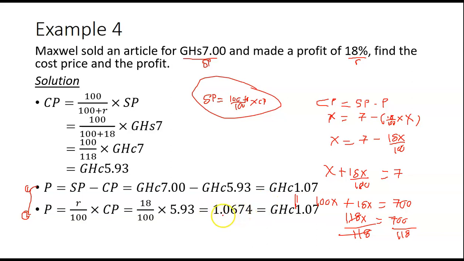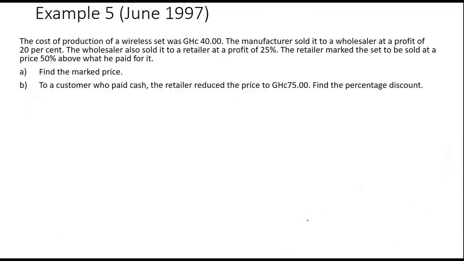2 decimal places means after the decimal point 1, 2, you check the number that follows the second decimal place. If that number is more than 4, you convert it to 1 and add it to the second decimal place. If it is not more than 4, you leave it as such. So because 7 is more than 4, we convert it to 1 and add it to this, so it becomes 1.07. I hope that's clear. So that is the end of this.